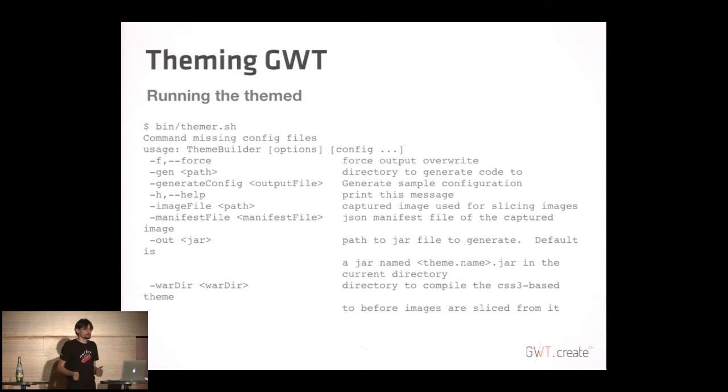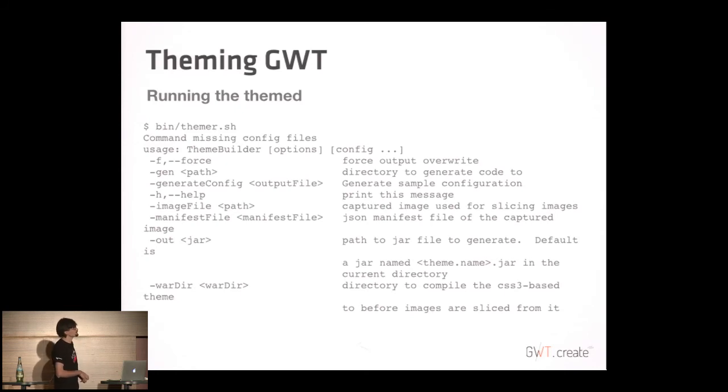So when we run the themer, on the zip all of you have got on the thumb drive, there's 2 different zips. One has documentation, one has GWT.create itself. Inside of there, there's a theme builder jar. There's 2 different folders inside of there. One is bin, which contains the binary, and the other is examples. There's 4 different examples we'll talk about in just a minute.